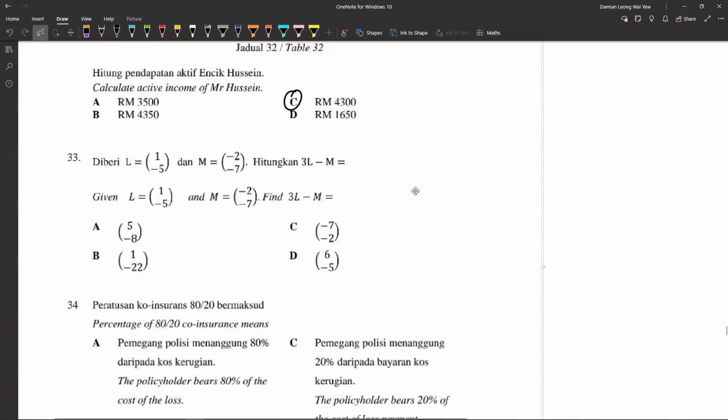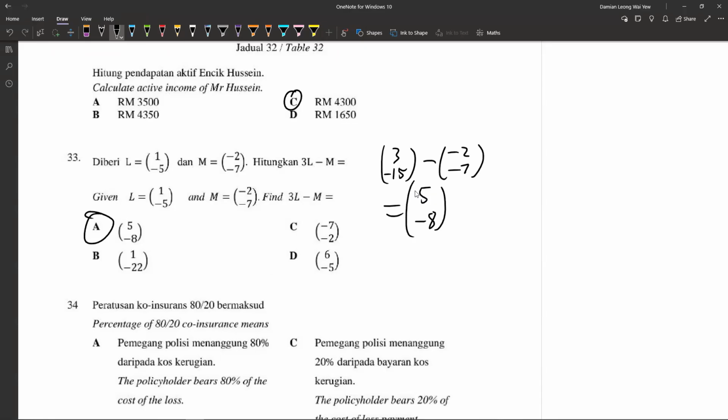Question 33. So I have matrix L, matrix M. 3L minus M. So 3 times matrix L, 3 times 1 is 3, 3 times negative 5 is negative 15. Then minus matrix M, minus the negative 2 is plus 2, and minus negative 7. Same sign, plus 3 plus 2, 5. Negative 15 plus 7, negative 8. So 5, negative 8. Answer A.